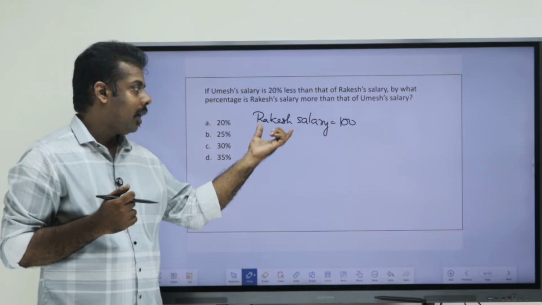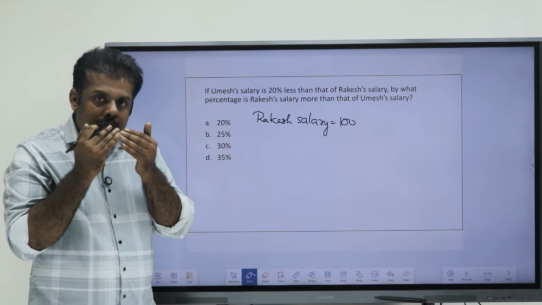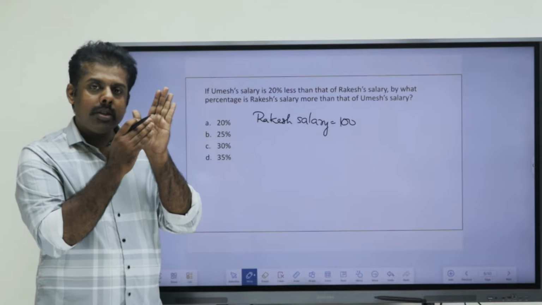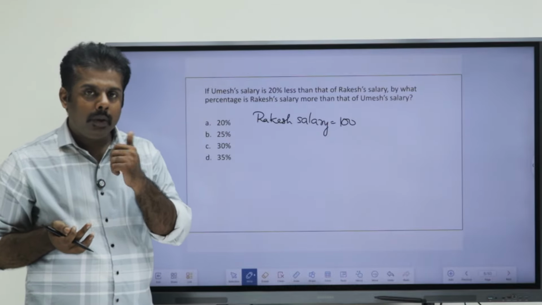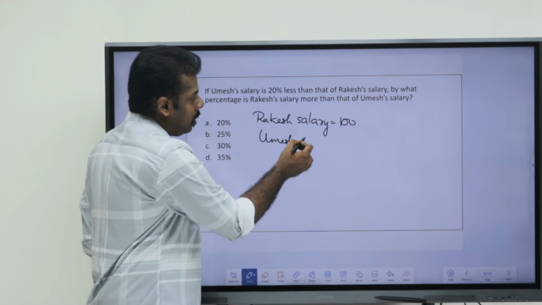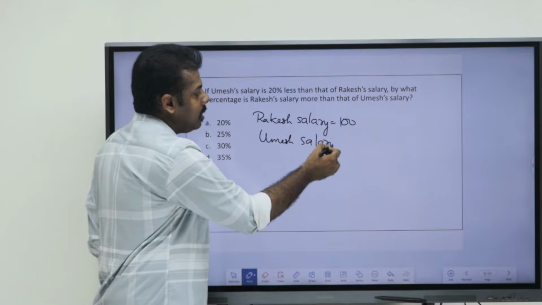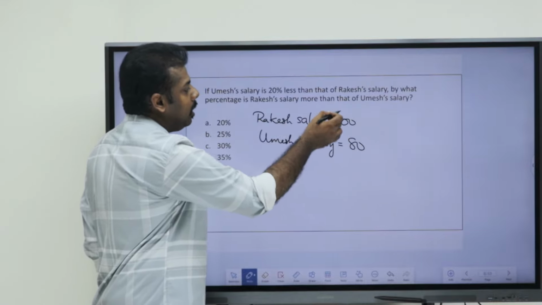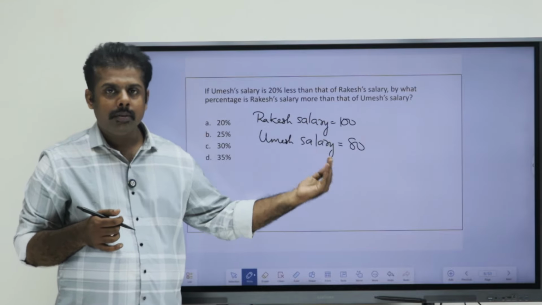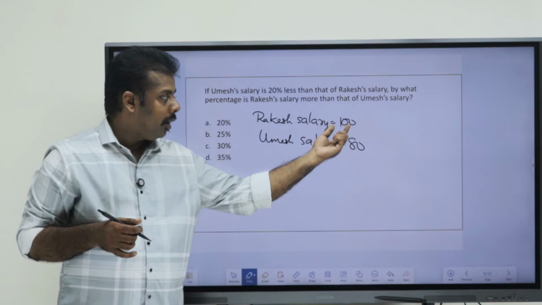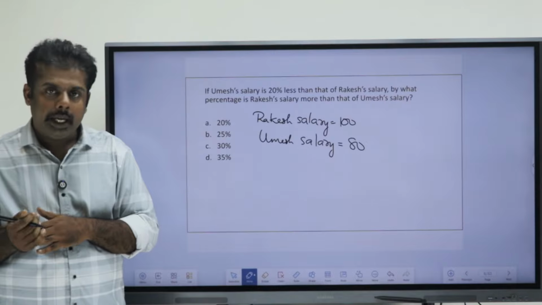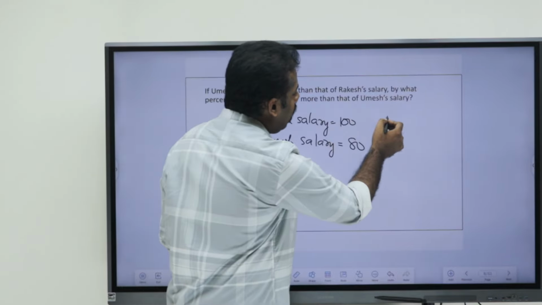Okay. So as we can see, Rakesh's salary is 100 here. So 20% less than 100 is what? If you just reduce 20% from 100, what are you going to get? You are going to get 80. So we can directly say that Umesh's salary is 80. 20% of 100 is 20, so let's reduce that. 20% less than 100 is basically 80.